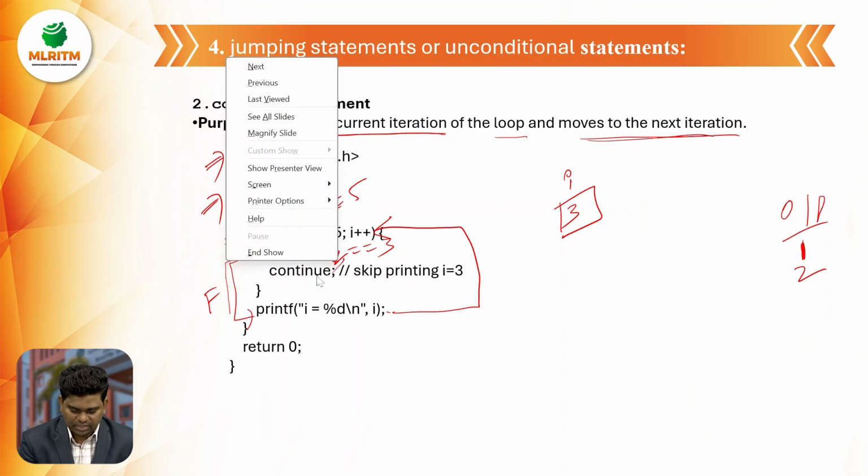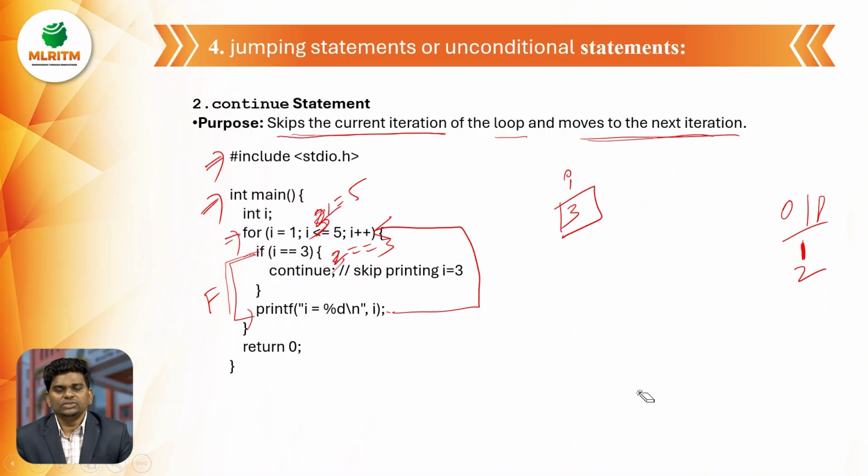Then again I equal to 3. What is I value in memory? 3. 3 is equal to 3. Yes, the condition is true. When the I value is 3, it is satisfied, so it enters into the body. This time we have the continue statement.